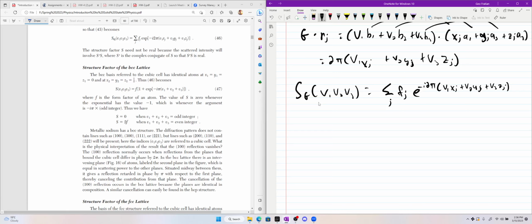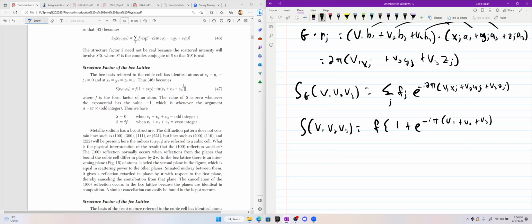Okay. So the BCC basis referred to the cubic cell has identical atoms at x equals 0, y equals 0, and z equals 0, and at x equals 1/2, y equals 1/2, z equals 1/2. So let's look at the structure factor of the BCC lattice. We can write the structure factor S(v1, v2, v3) equals f times 1 plus e to the minus i pi (v1 plus v2 plus v3). So I plugged in for x1 equals y1 and z1 equals 0, and x2 equals y2 and z2 equals 1/2.